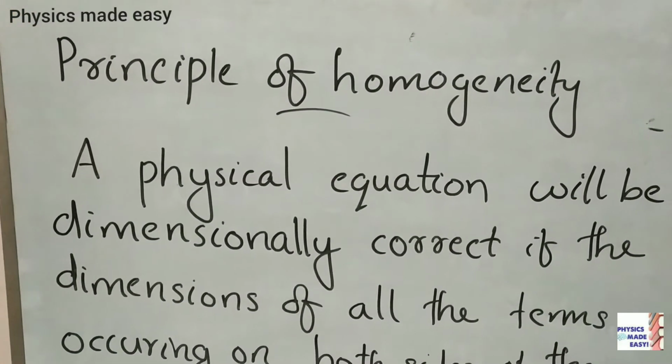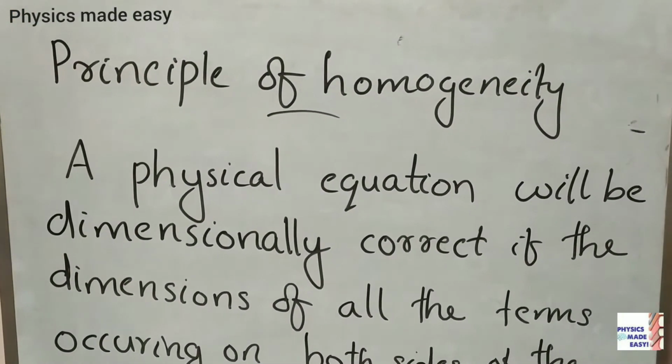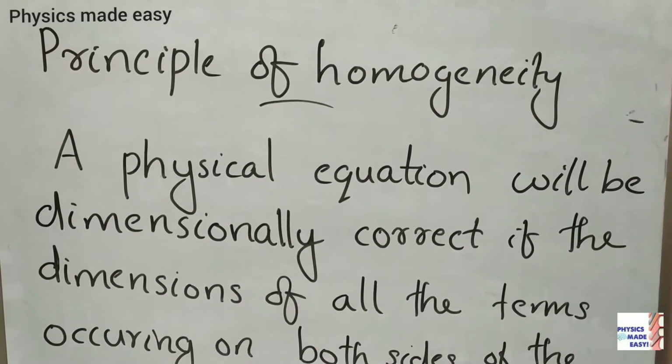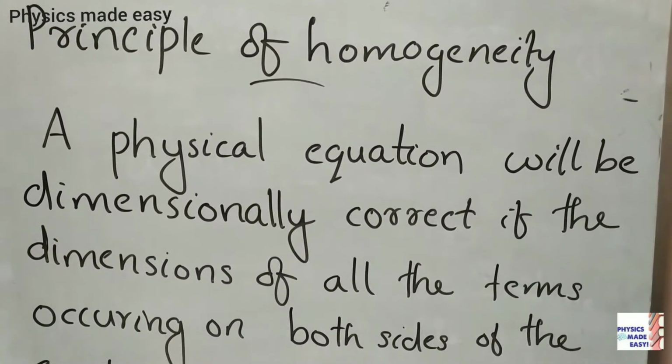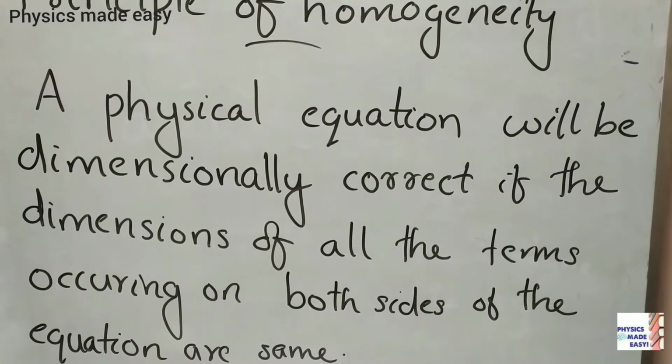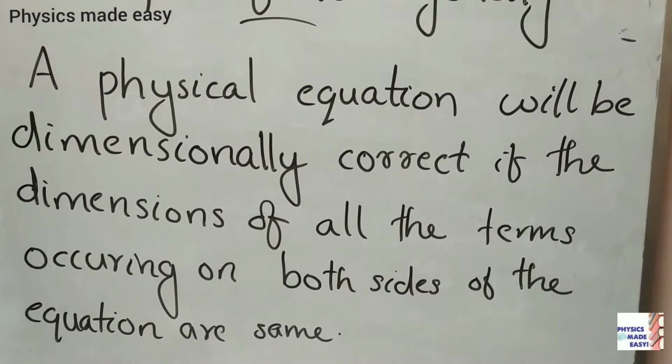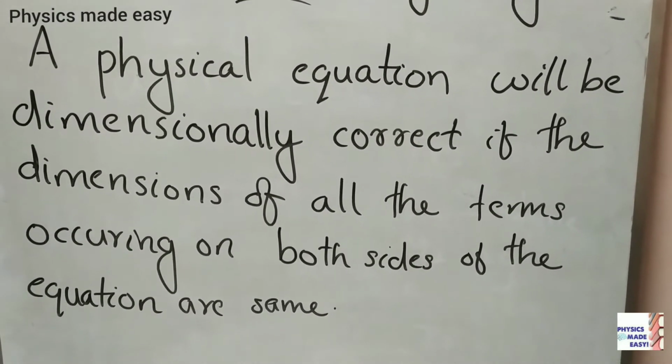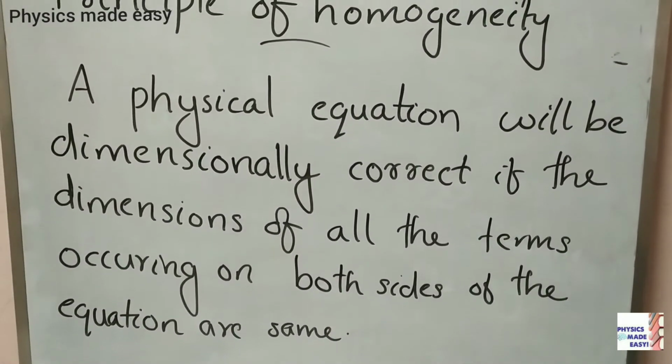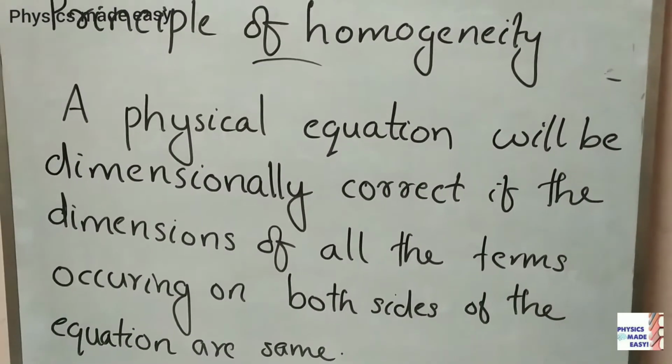Principle of homogeneity of dimensions. A physical equation will be dimensionally correct if the dimensions of all the terms occurring on both sides of the equation are the same. This principle of homogeneity we can use to check the correctness of a physical equation. Let us see.